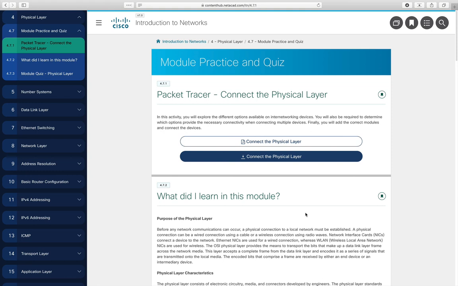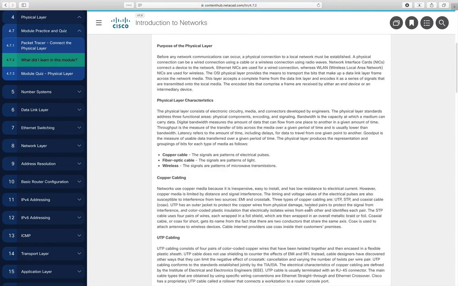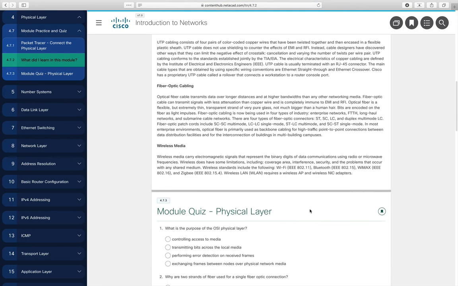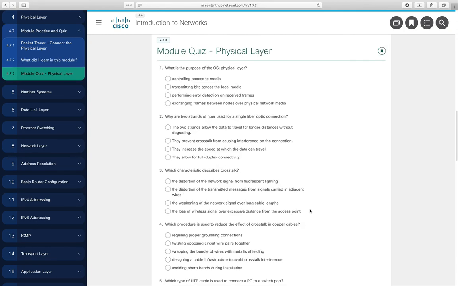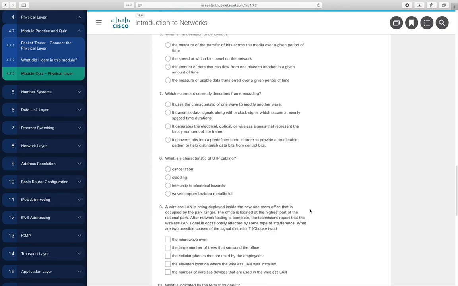And then that brings us to the summary. What did I learn in this module? You can go through and read this. It's just recapping everything we talked about in Module 4. That's followed by the module quiz for the whole module on the physical layer. As always, you can do that on your own. And that finishes up this module.